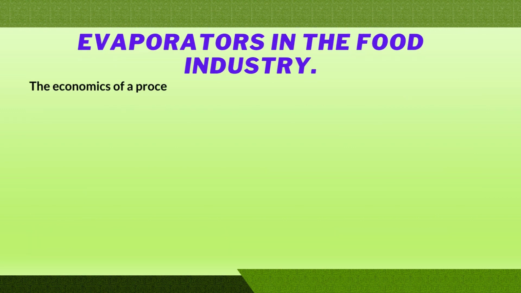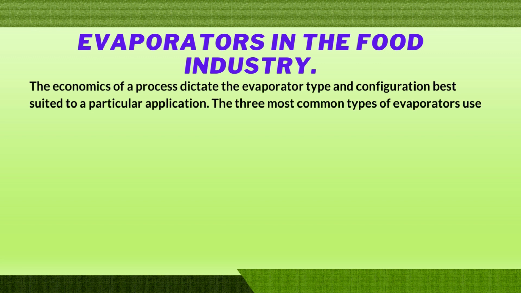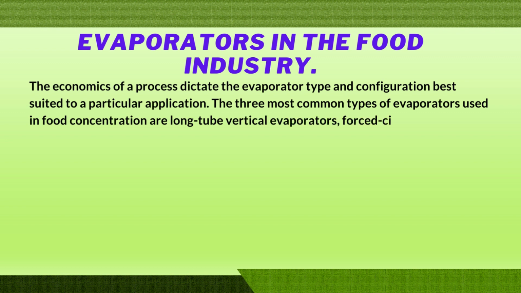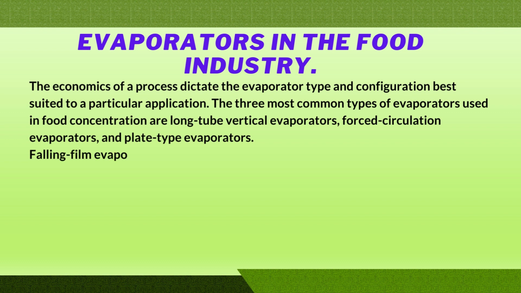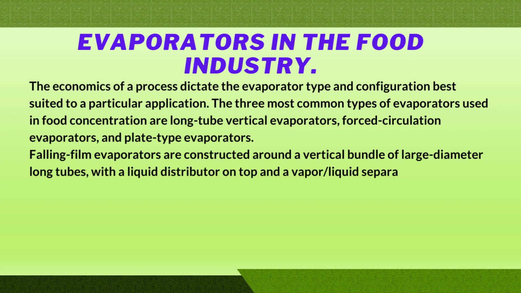Evaporators in the food industry. The economics of a process dictate the evaporator type and configuration best suited to a particular application. The 3 most common types of evaporators used in food concentration are long tube vertical evaporators, forced circulation evaporators, and plate-type evaporators. Falling film evaporators are constructed around a vertical bundle of large-diameter long tubes, with a liquid distributor on top and a vapor-liquid separator section below.